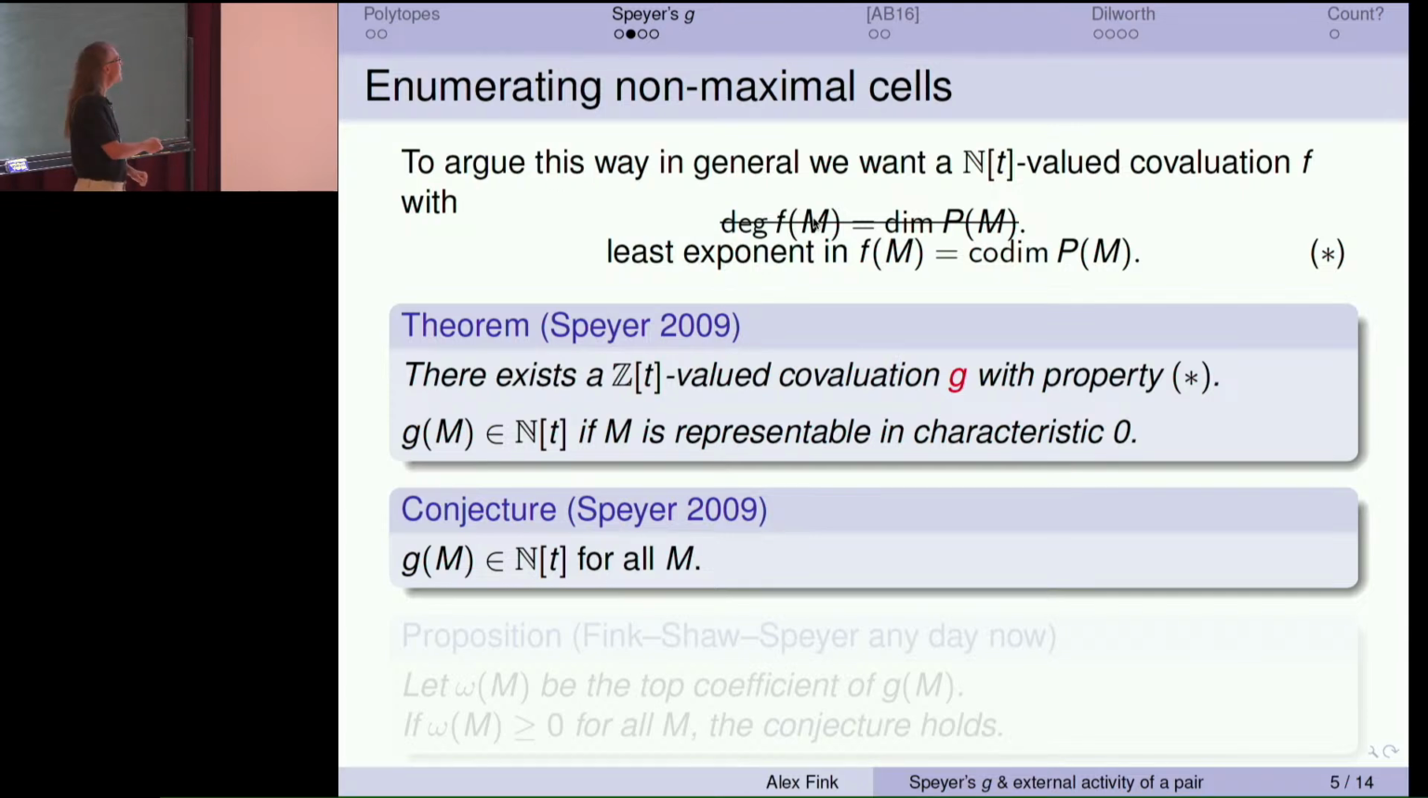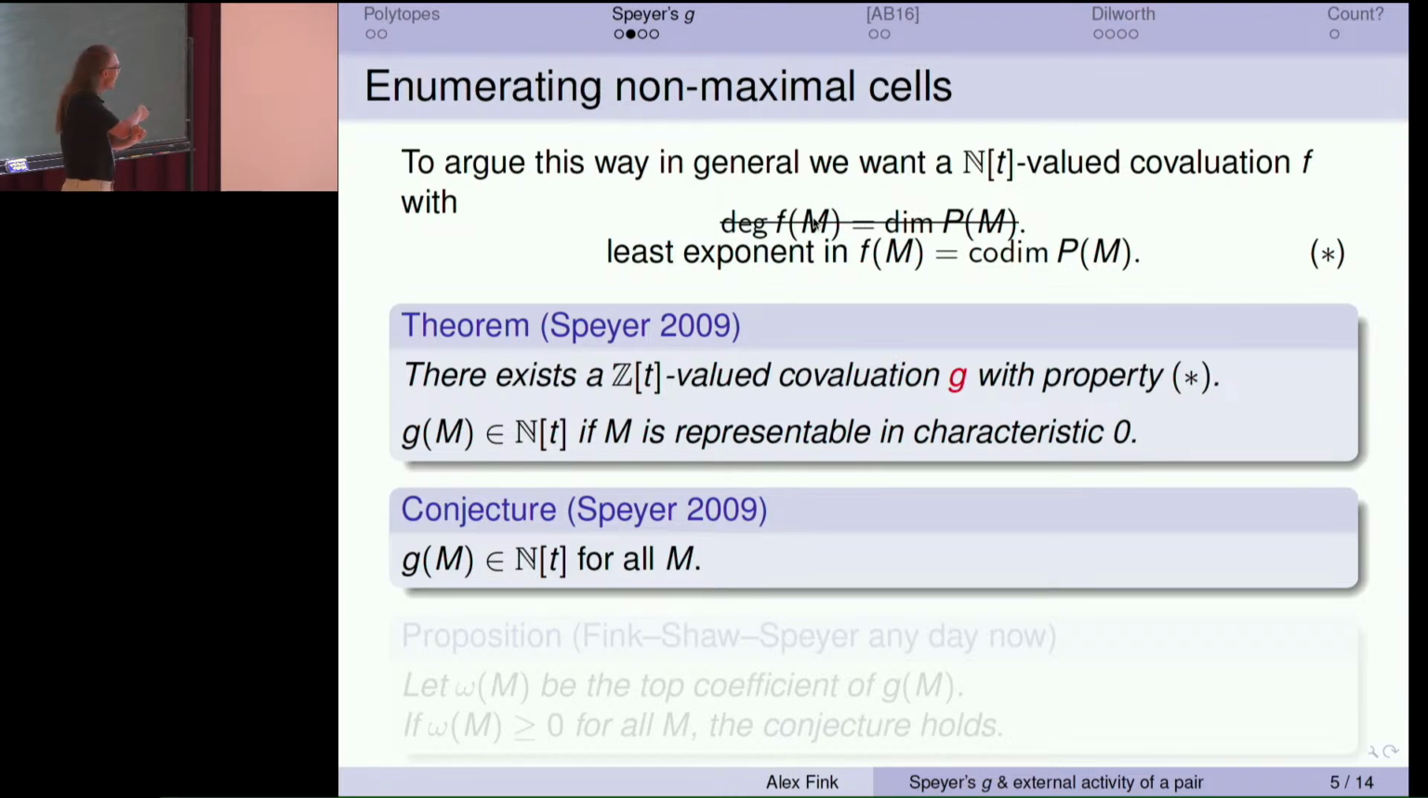So if you had a polynomial valued co-valuation like this, which was positive in the term it needs to be positive and non-negative everywhere, then you could run the argument I gave in the previous slide in all dimensions at once, right? You could say sum up this G for every internal cell in the subdivision, and the sum equals G of your whole thing, G of your uniform matroid, and so the coefficients of G of your uniform matroid bound the number of cells of every dimension. That was Speyer's plan for an attack on this problem. And it works as long as the thing has non-negative coefficients.